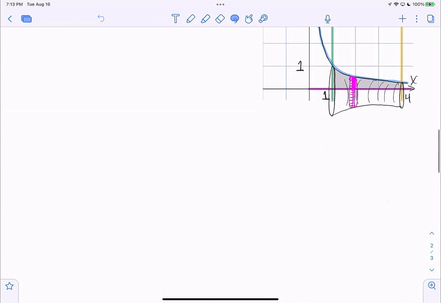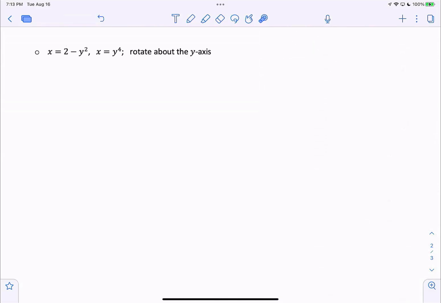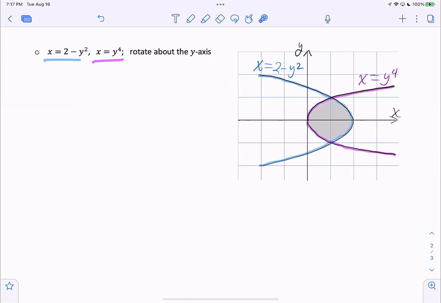Our next example is going to be a little more interesting. Our region is defined by the curves x equals 2 minus y squared and x equals y to the 4th. We're going to rotate this region about the y-axis. Here's our region, bounded by the graph of x equals 2 minus y squared. That's a parabola that opens to the left because there's a negative in front of the y squared, and it's moved to the right 2 units because of the 2. And bounded by x equals y to the 4th.